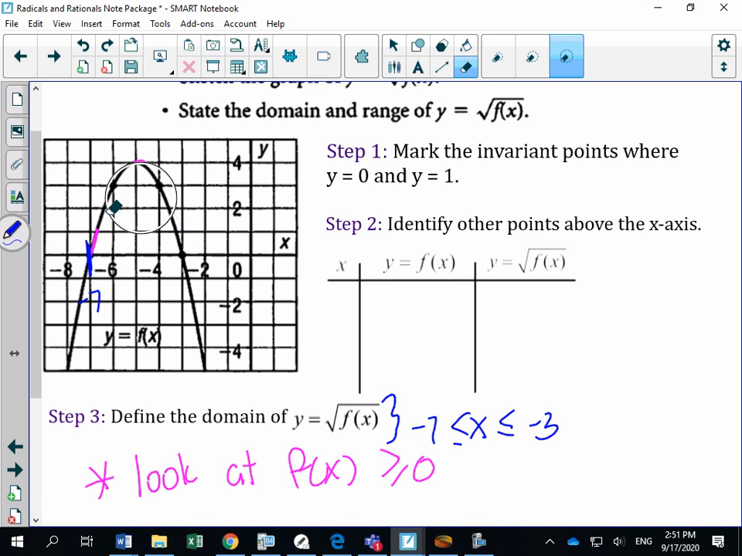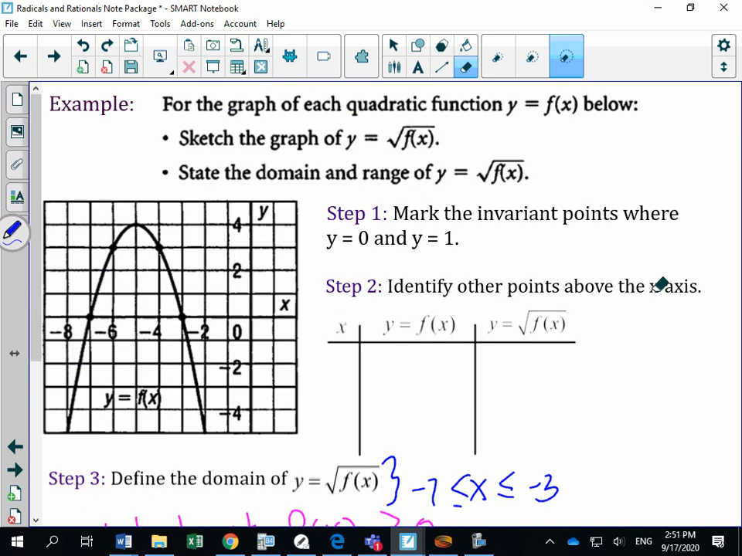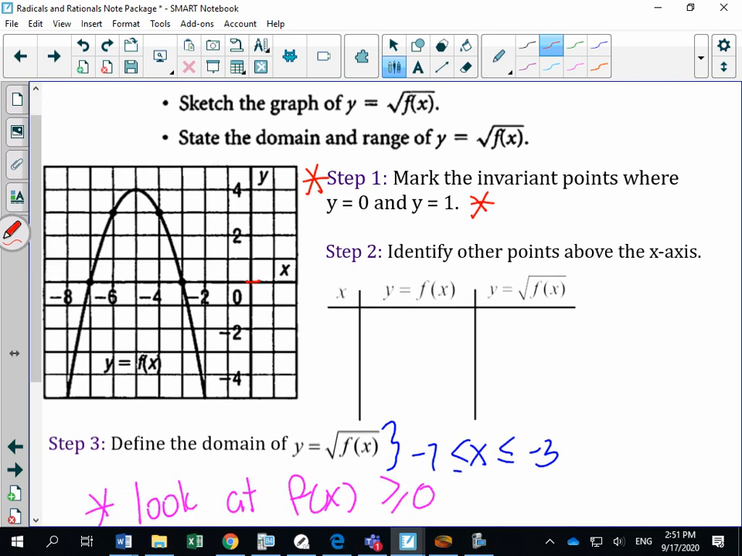Let's now figure out what the graph of the radical will look like. So step one is you always mark your invariant points where y is 0 and y is 1. So here's y is 0. I've got 1 point, 2 points. Here's y is 1. I've got 1 point, and I've got 2 points. So I've got 4 points on my original graph that are going to be invariant. So they're always going to occur when y is 0 and y is 1.